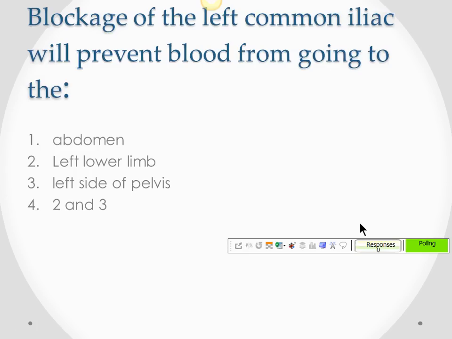So if you got some question like this, blockage of the left common iliac artery will prevent blood from going to which regions?